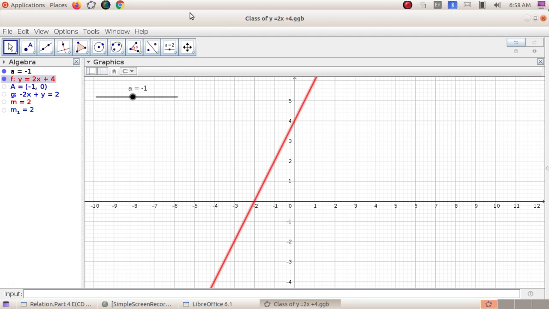And there is a tool in GeoGebra to find the slope, that is this one. Here also we can say the slope of this line is 2. M is equal to 2. 2 by 1, that is equal to 2. The slope of this line is 2.